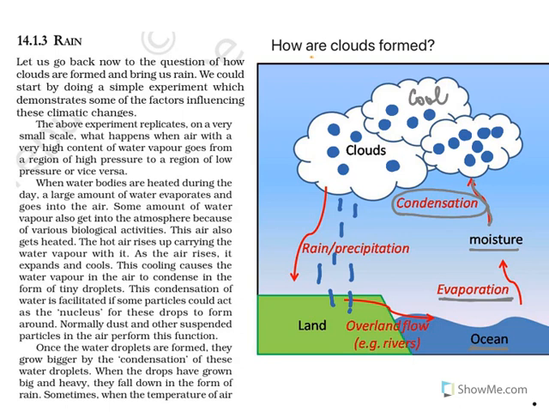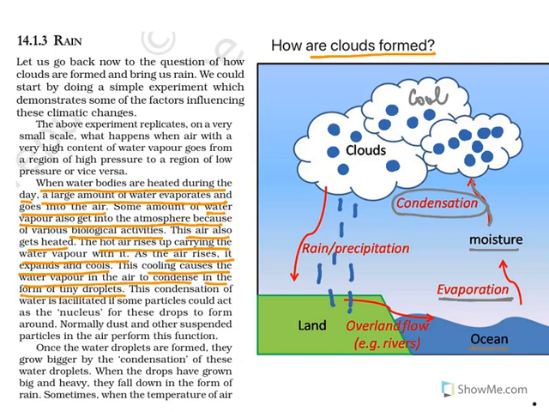So we'll now read how clouds are formed, or how do we get rain. When water bodies are heated during the day, a large amount of water evaporates and goes into the air. Some amount of the water also gets into the atmosphere because of various biological activities like respiration. This air also gets heated. The hot air rises up, carrying the water vapor with it. As the air rises, it expands and cools. This cooling causes the water vapor in the air to condense in the form of tiny droplets.